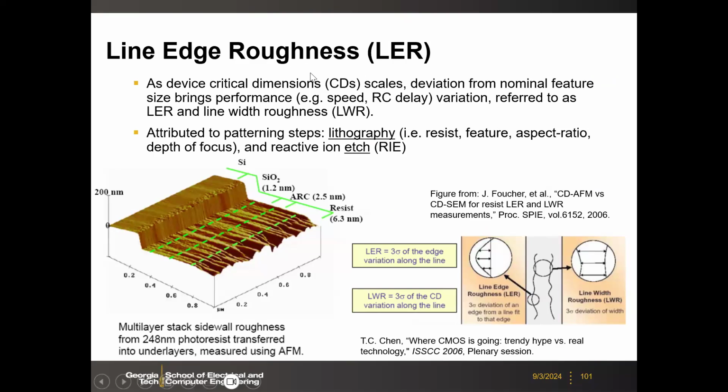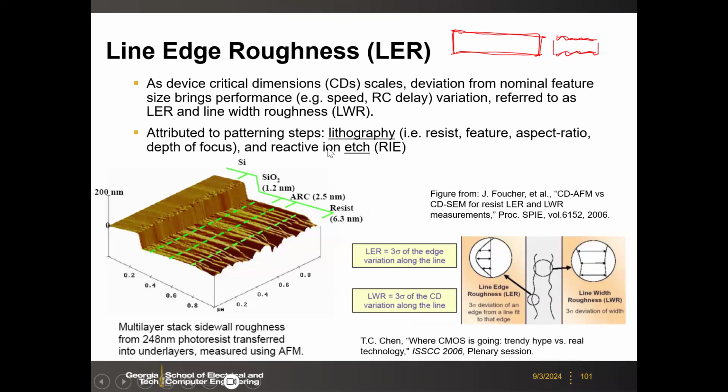So LER, this is when you pattern, right? We talked about the lithography. So even if the mask, after the patterning, gives you a very straight line, after the etch, let's say, you may not get the straight line along the edge. You have some roughness of those wires. So this is due to several reasons.